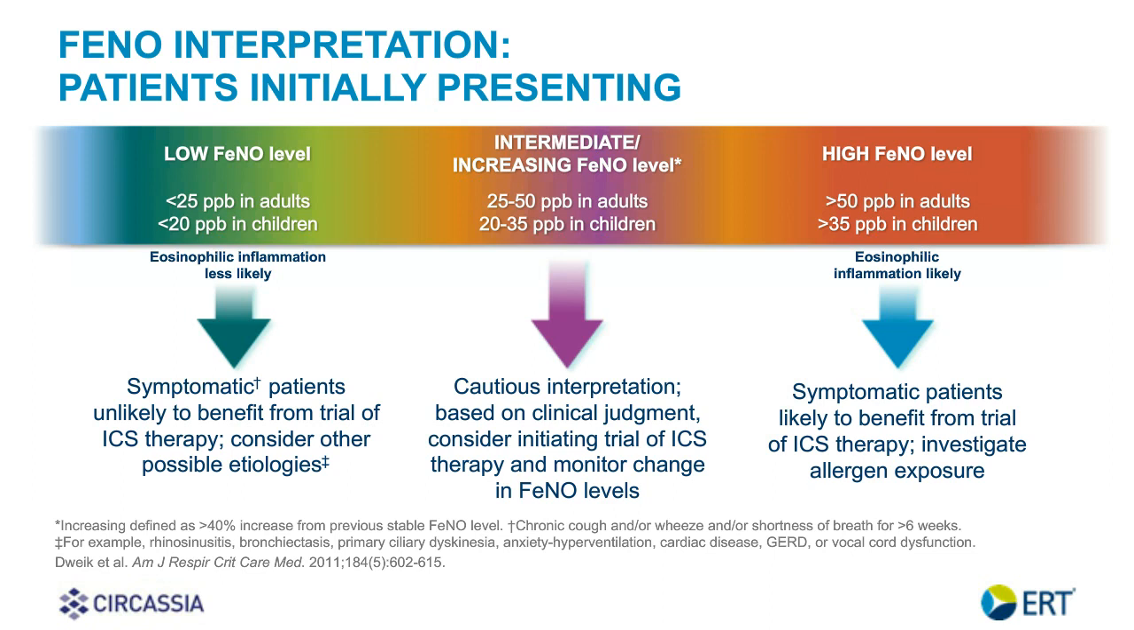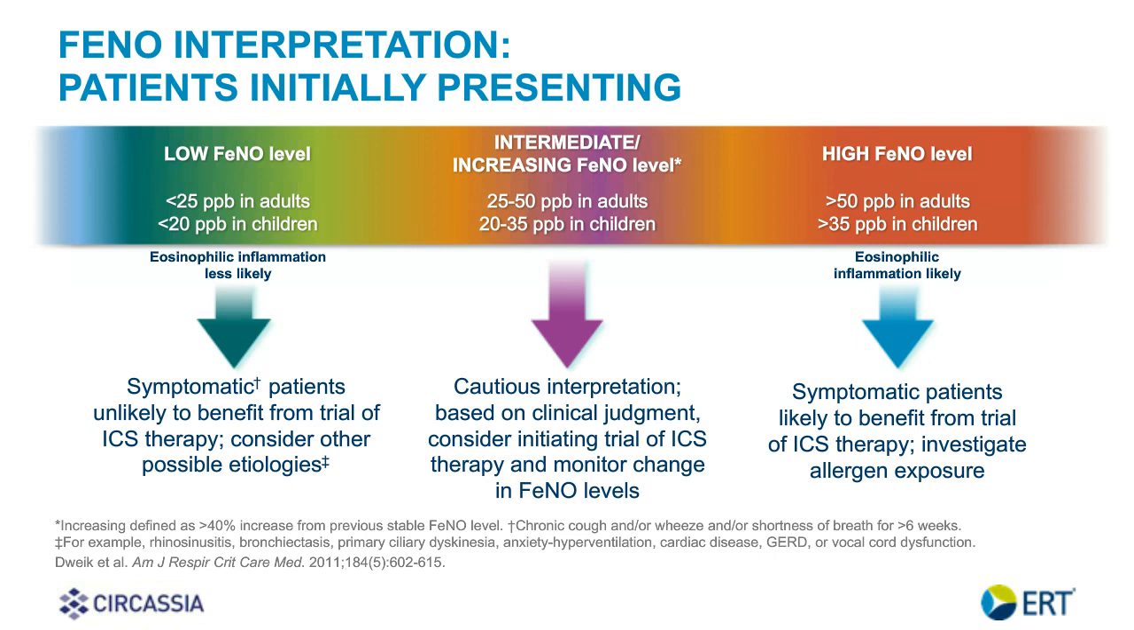Your intermediate level is 25 to 50 in adults, 20 to 35 in children. This, again, indicates that this is a cautious interpretation. They do have some elevation in FeNO. It may not indicate whether they have strong Th2 inflammation or not. And you might consider using inhaled corticosteroids or other therapy in this type of patient.